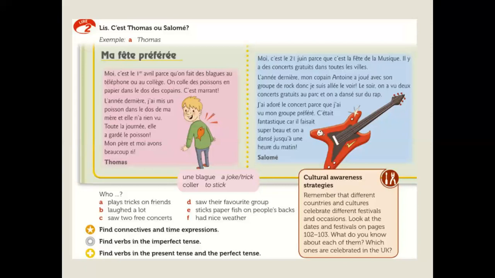You've got some help on the slide. Une blague is a joke or a trick. And coller is to stick. Off you go, answer the questions of the exercise. Is it either Thomas or Salomé? You can pause now.